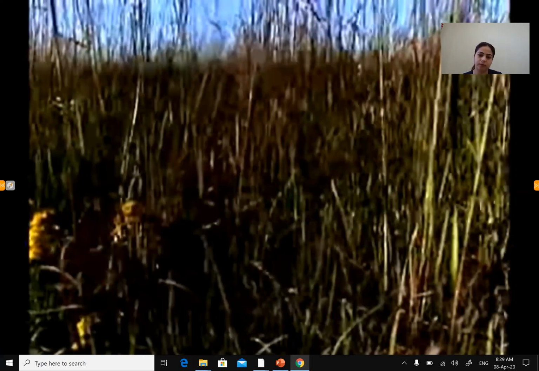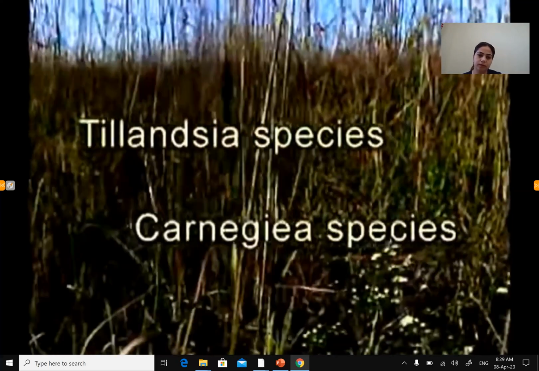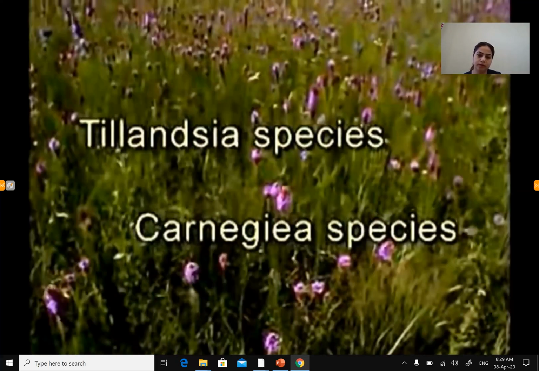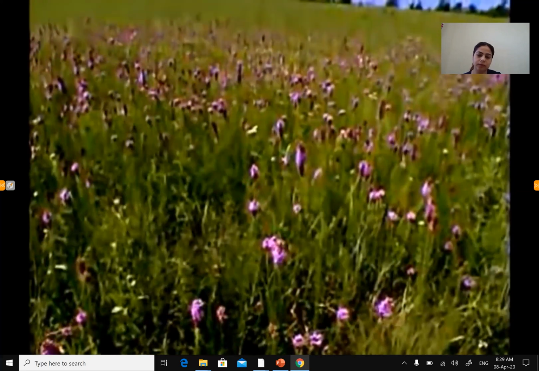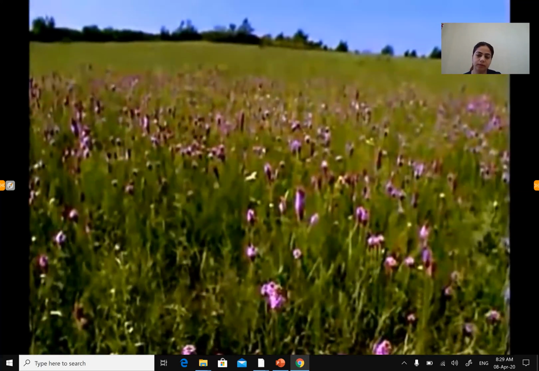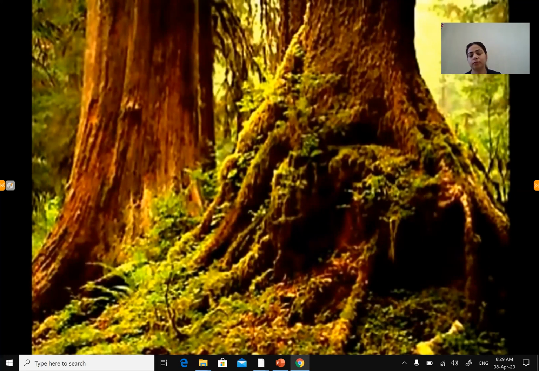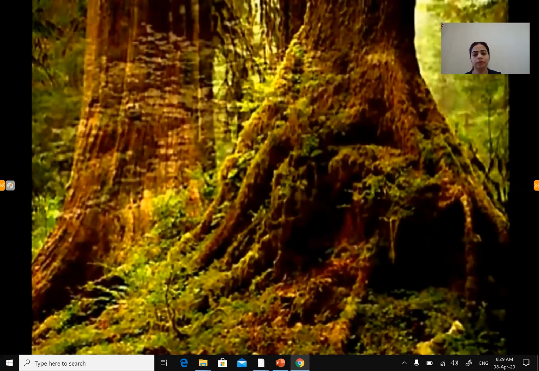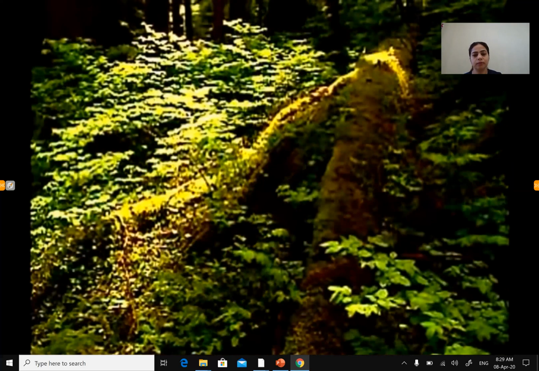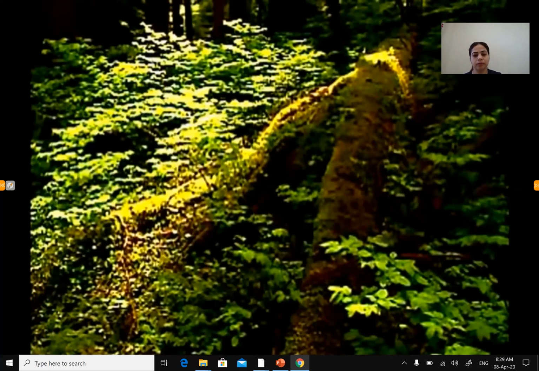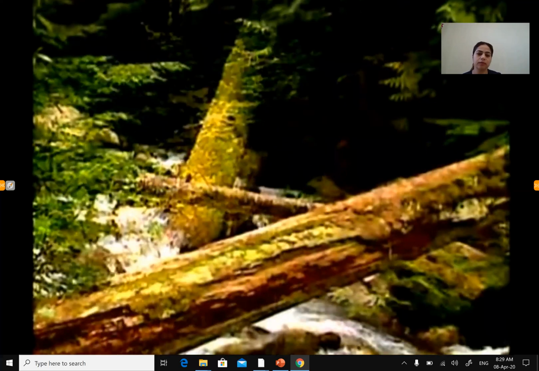From a scientific point of view, what distinguishes a Tillandsia species from a Carnegie species? How do scientists go about classifying plants? Members of the plant kingdom are sorted into divisions, but before scientists choose a division, they break down the plant kingdom a little more. First, they want to know whether the plant is vascular or non-vascular. The difference is in the way a plant absorbs water.